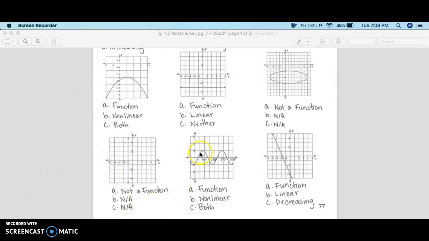Here we have a sine wave, and we have a function. It's nonlinear, and it's both increasing and decreasing. And the last one that we have here is a function, and it's linear, and it's decreasing because it's going down from left to right.